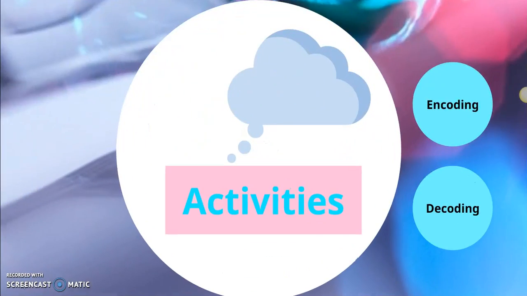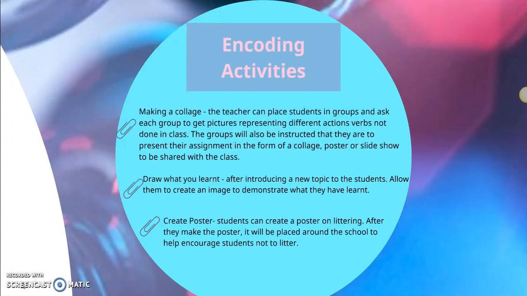Decoding and encoding activities. Encoding: making a collage. The teacher can place students in a group and ask each student to get a picture representing different action verbs not done in class. The group will be instructed that they are to present their assignment in the form of a collage, poster, or a slideshow to be shared with the class.